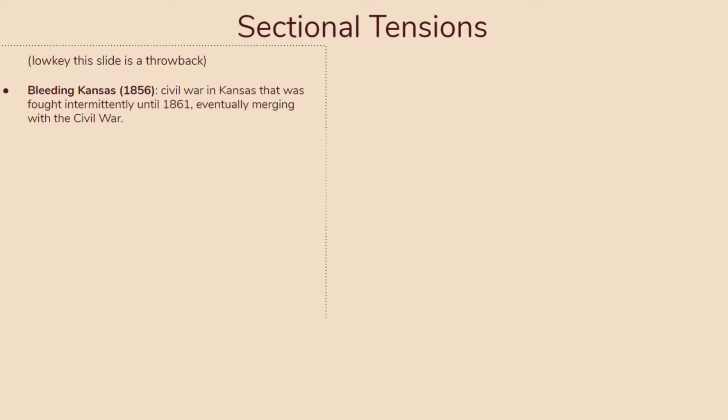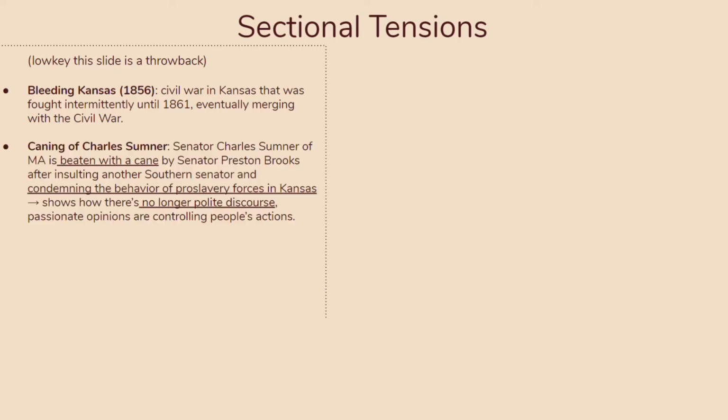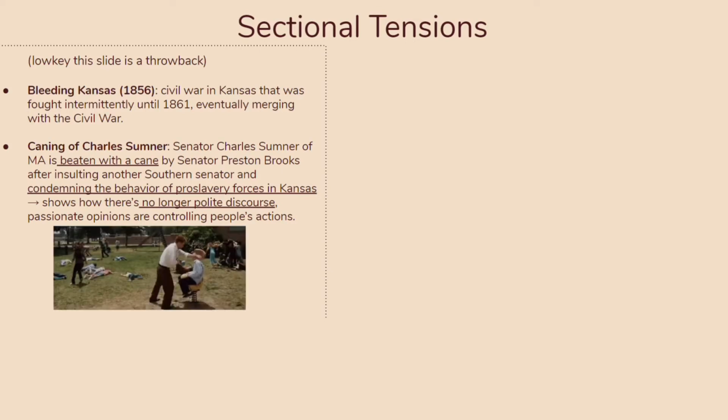This is a civil war in Kansas that was fought intermittently until about 1861, and it eventually merged with the Civil War. We have the caning of Charles Sumner. Remember Charles Sumner, he's a senator from Massachusetts who was beaten with a cane by Senator Preston Brooks from the South after he insulted another Southern senator and condemned the behavior of pro-slavery forces in Kansas. This again shows that there is no longer polite discourse and there are very passionate opinions that are controlling people's actions. And this will really be demonstrated by the violence throughout the Civil War.